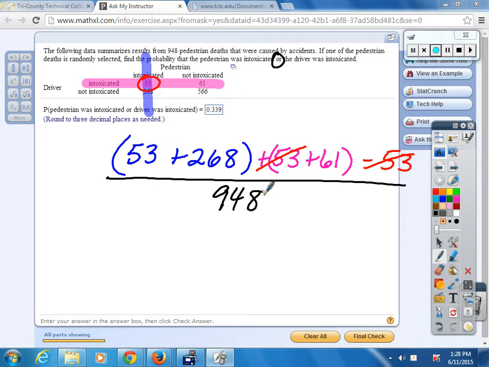We could do 270 right here. 270 plus 50. And add 1. So what's 270 plus 50? 320? 321? Somebody check this. Okay, y'all really need a calculator for this. 321 plus 61. 382 over what?